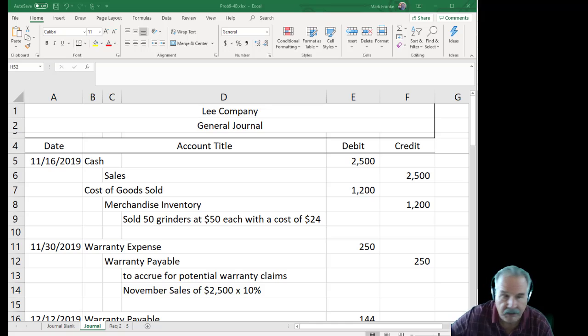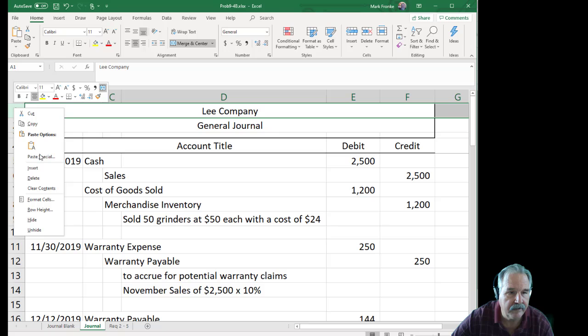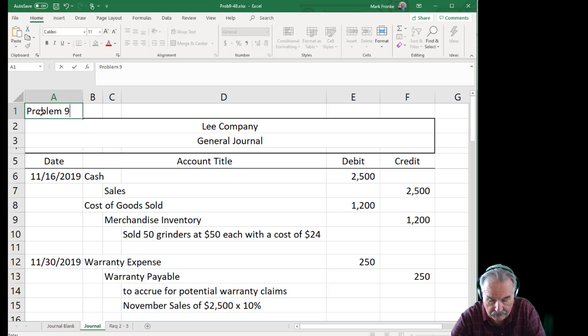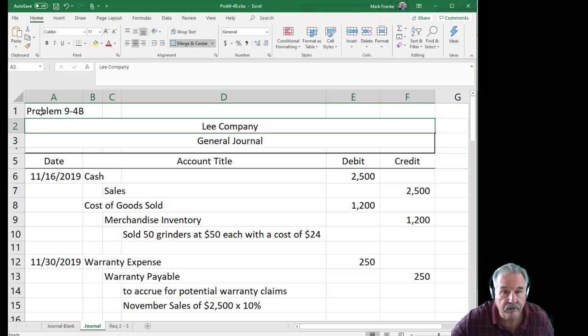This is the Lee Company, and again, this is problem 9-4B. Let's go ahead and add a row so that I can put problem 9-4B, just so that we have it there. Okay, so the first transaction on the 16th of November was we sold 50 of these grinders. We sell them for $50 each, and we pay $24 each for them.